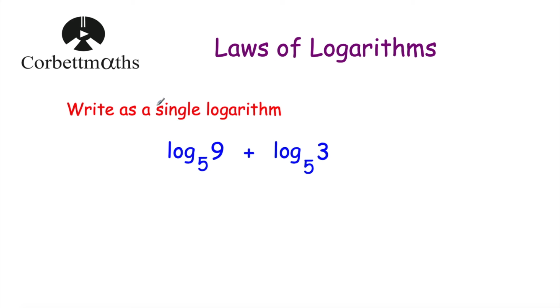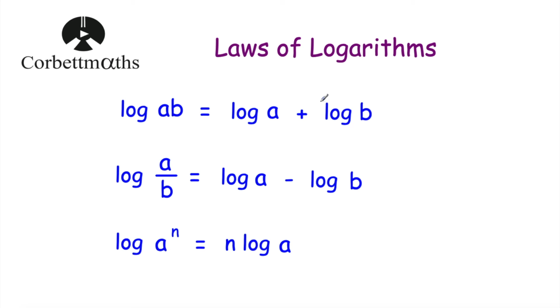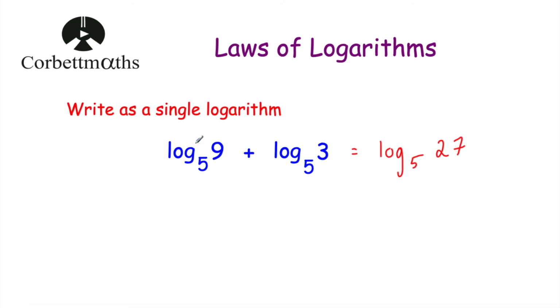So our first question says, write as a single logarithm. So we've got log to base 5 of 9 plus log to base 5 of 3. So we're adding together two logs with the same base, so we just need to multiply the 9 and the 3 together. So we'd have log to base 5, and then we would do 9 times 3, and 9 times 3 is equal to 27, because log a plus log b is equal to log ab. So log to base 5 of 9 plus log to base 5 of 3 would be equal to log to base 5 of 27. So you can just multiply those values together. So that's our first question.